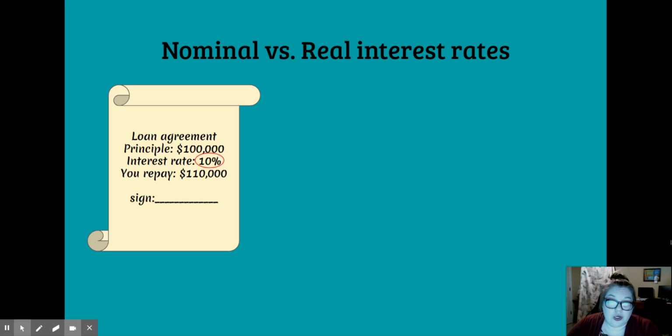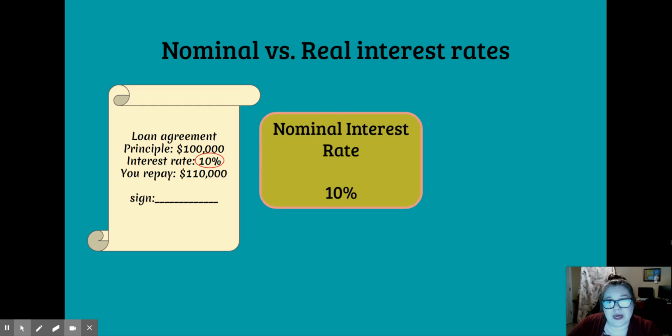The interest rate on a loan is the percentage of the loan amount that the borrower must pay to the lender in addition to the amount of the loan itself. Think of interest rates as the cost of borrowing money, or the reward for saving it. When economists look at the effects of inflation on interest rates, they distinguish between nominal and real interest rates.